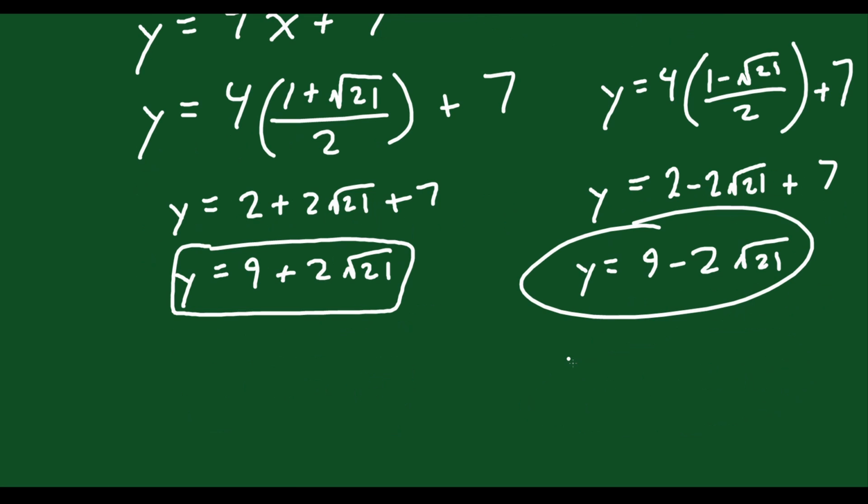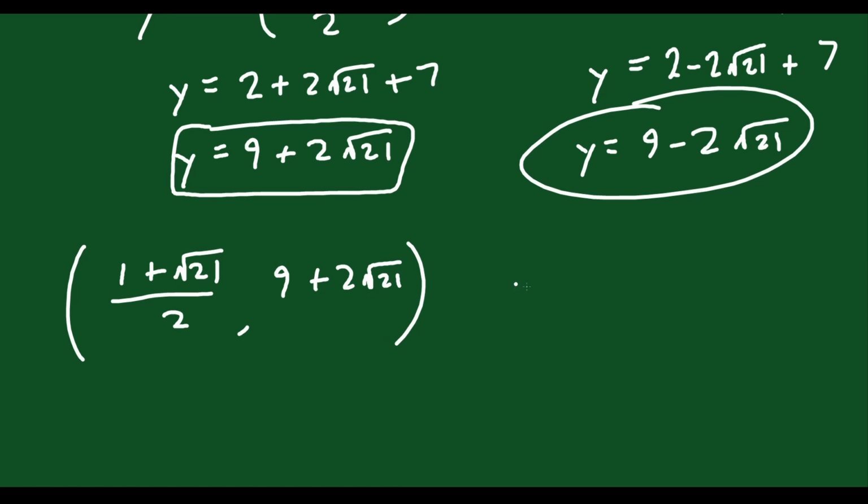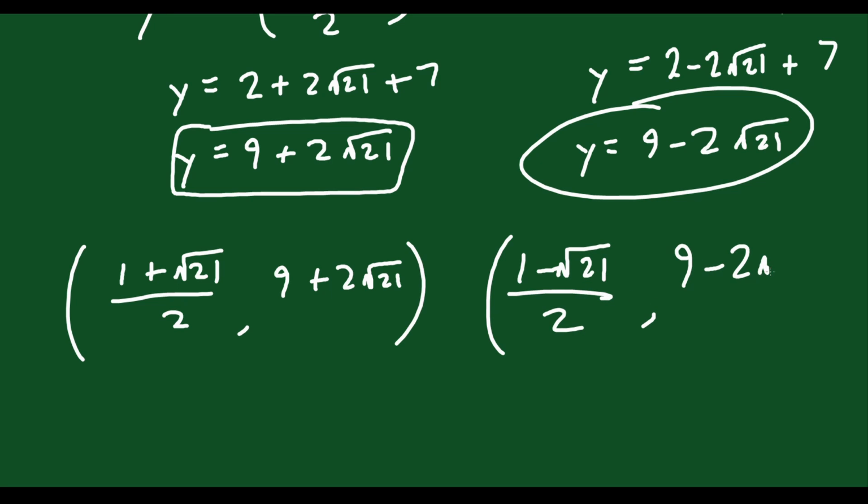And so finally you can write your two solutions as being points if you want, right? You could say (1 plus root 21)/2, comma, 9 plus 2 root 21. That's one point where they cross. And then the other point that they cross is (1 minus root 21)/2, comma, 9 minus 2 root 21, just like that. And so those will be your 2 points of intersection.